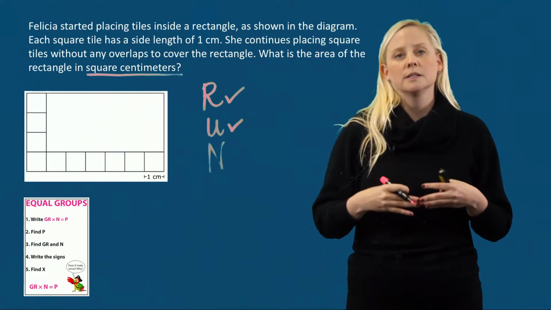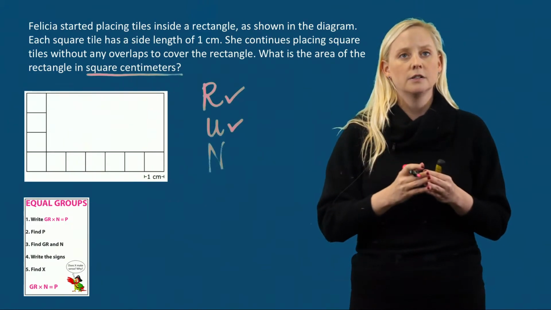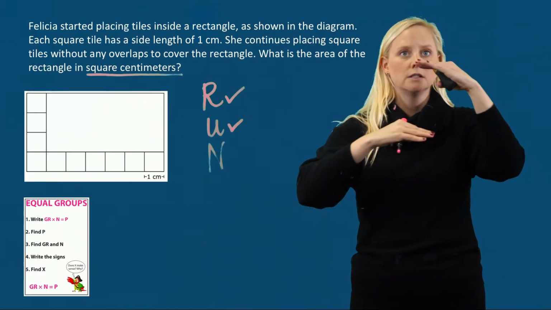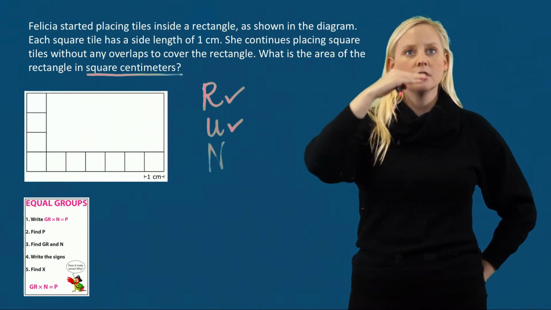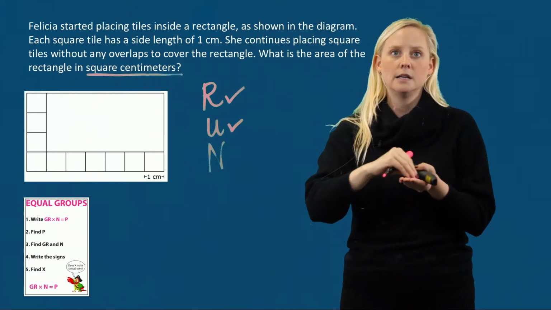The next thing I need to do is name the problem type. I need to ask myself, are we putting parts together for a total? Are we comparing two amounts for a difference? Do we have a starting amount that increases or decreases to a new amount? Or do we have groups with an equal number in each group?